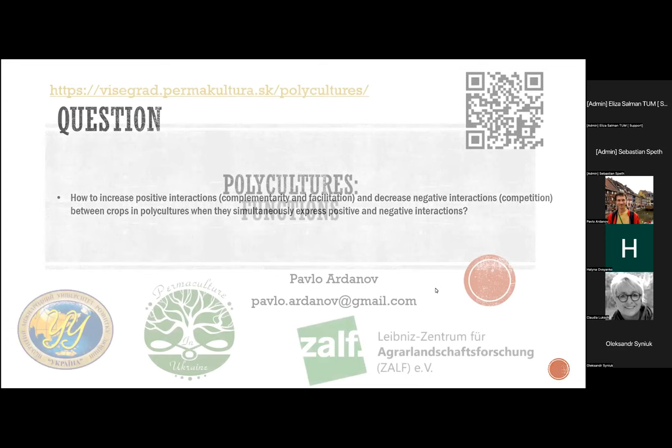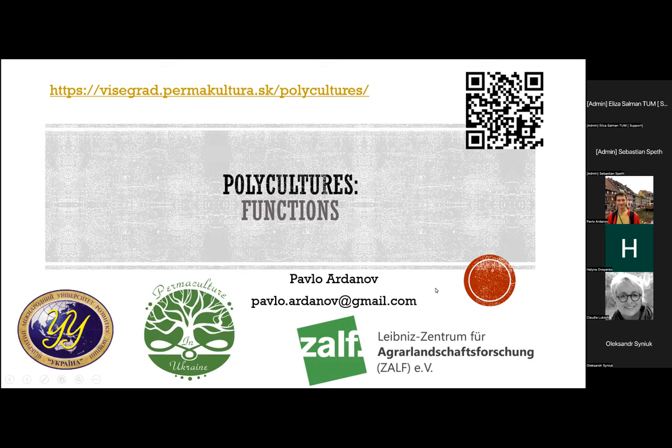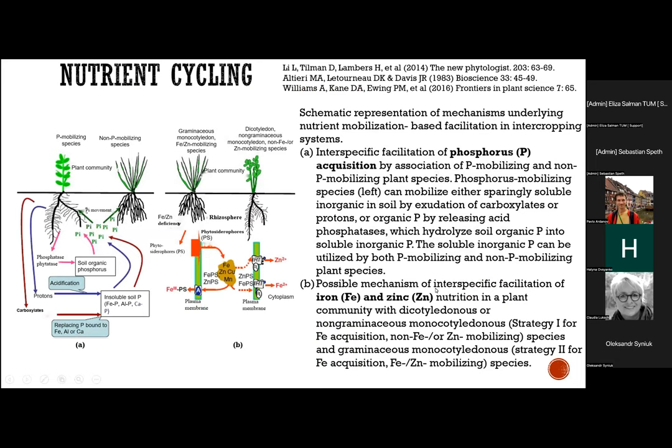Okay, then let's move to functions. How these processes are translated into functions. I think that you already saw this slide somewhere, which referred to phosphate mobilization by leguminous crops to cereals. The mechanism here is production by the roots of the leguminous crop of carboxylates or protons to make inorganic phosphate soluble, or phosphatase enzymes, which can release phosphate ions from organic residues.